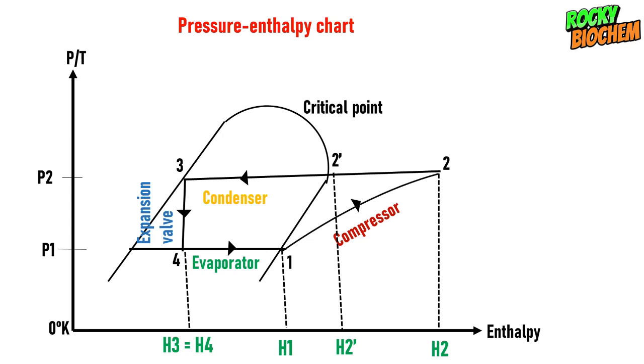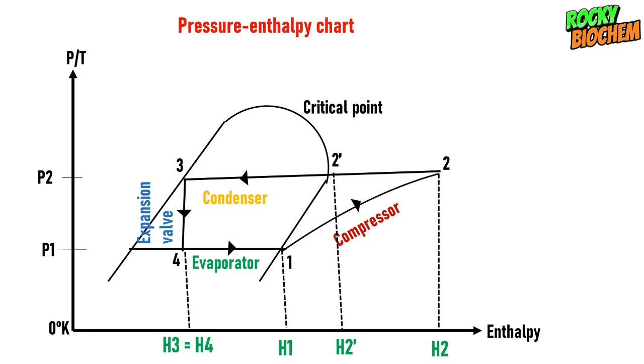And from point 2 prime here, that is the condenser region. So heat will be removed from the saturated vapor through the condensation process, and after that it will exist as a saturated liquid, where it will get to the expansion valve, and then cooling will occur, and then it will get back to the evaporator region to continue the whole cycle.